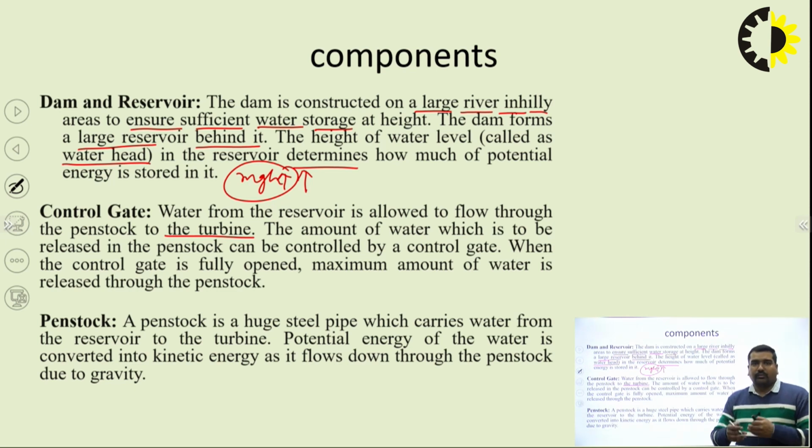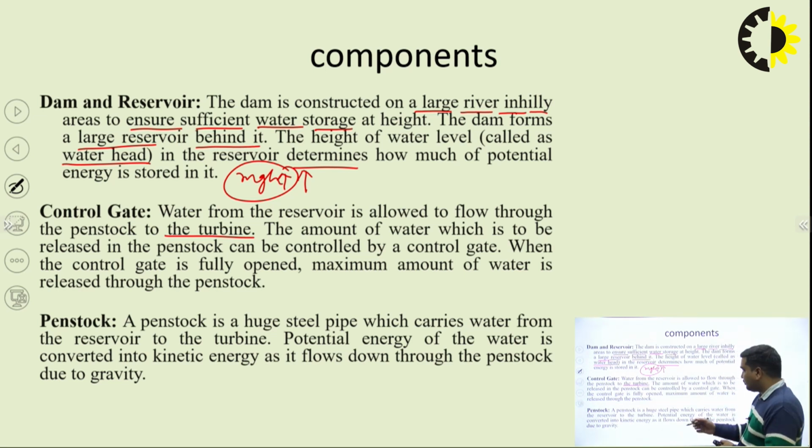We can control the output of the generator through this control gate depending upon the demand, as we know that the load demand keeps changing from hour to hour. So that can be controlled by the control gate. If we have to produce more electricity, then we have to input more water into the turbine, which increases the speed, and hence increases the electricity output.